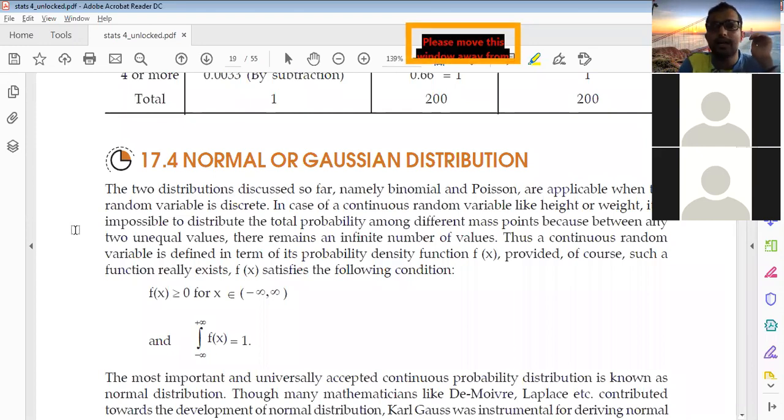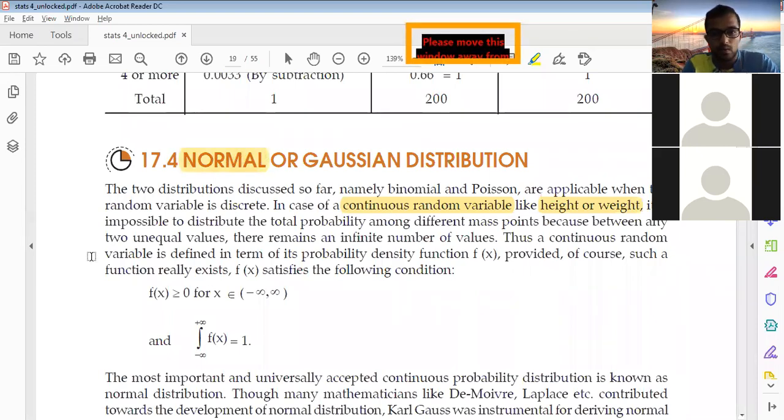For wages of workers, salary of people, tax rates, height, weight, for all these things, we use the normal distribution. And why? Because it is a continuous random variable like height or weight. That is what they have given you here. Which one is continuous? Students, normal.